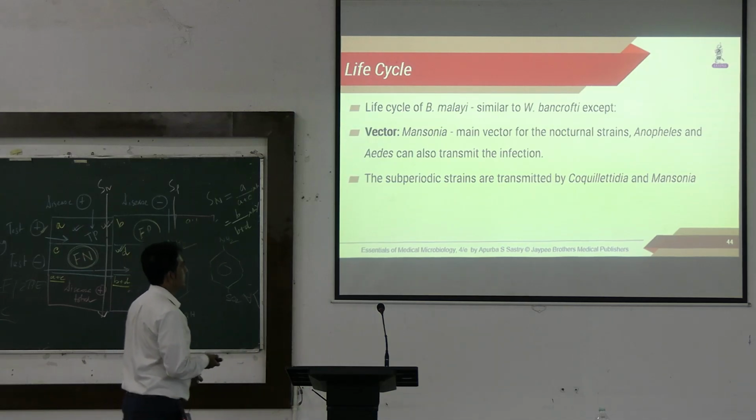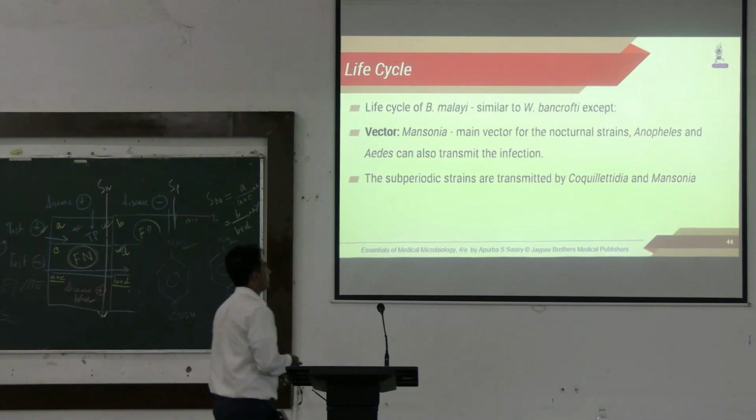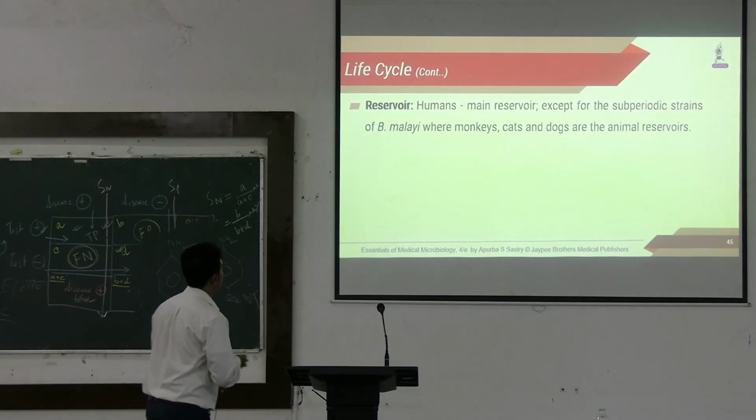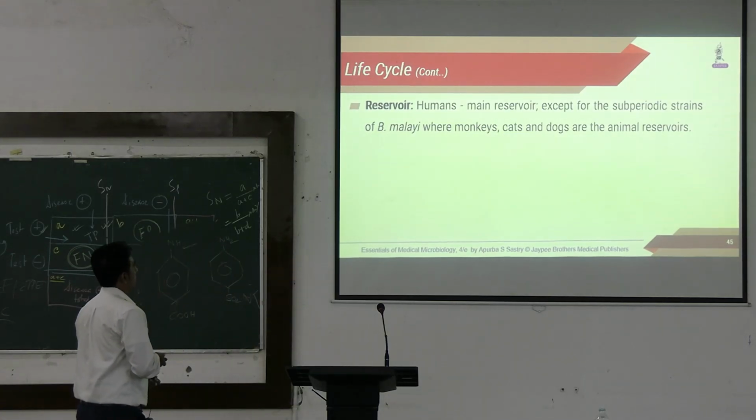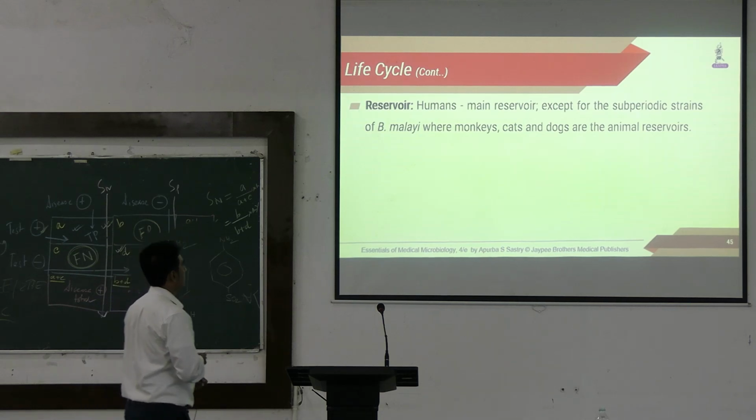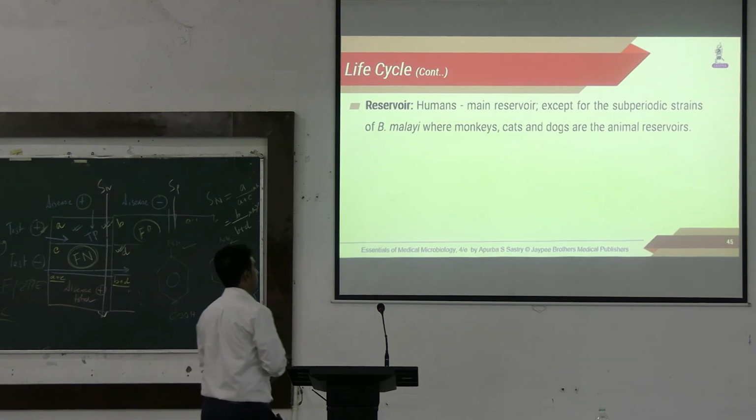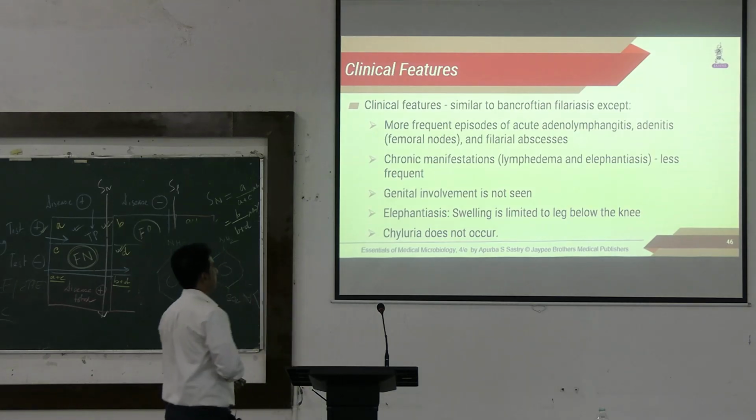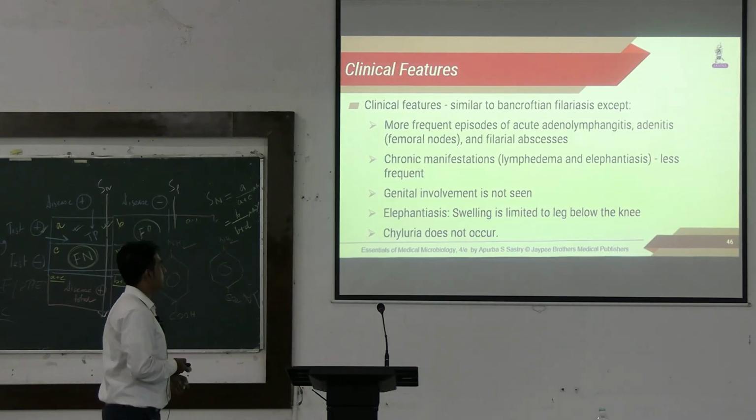The subperiodic strains are transmitted by Coquillettidia and Mansonia. Reservoir: humans are the main reservoir except for the subperiodic strains of Brugia malayi, where monkeys, cats and dogs are the animal reservoirs. Clinical features are similar to Bancroftian filariasis, but what are the differential features?